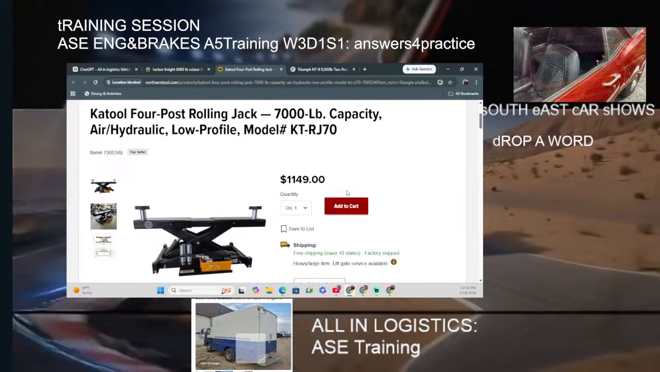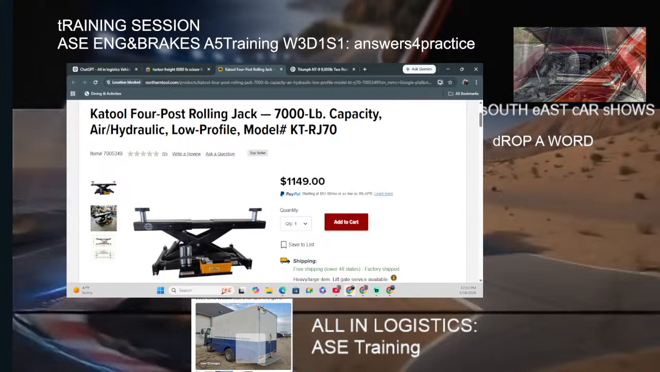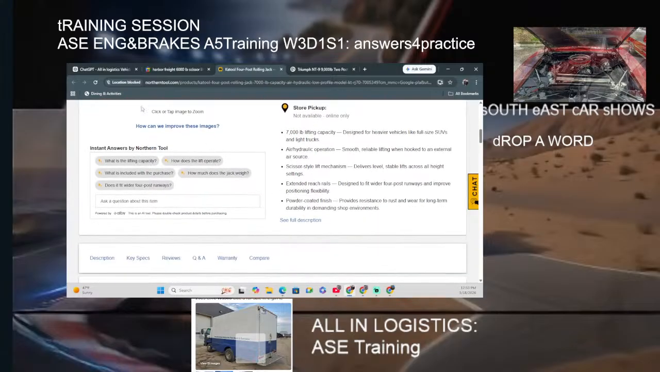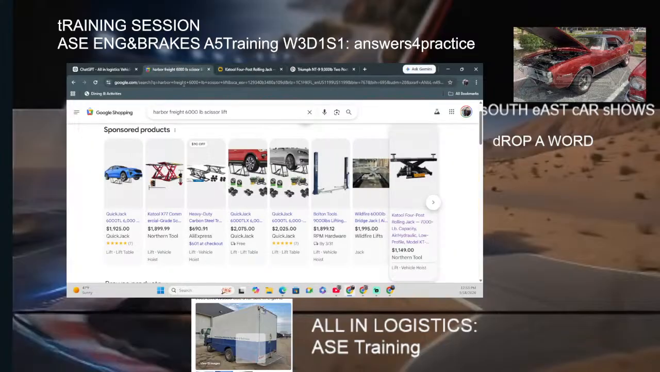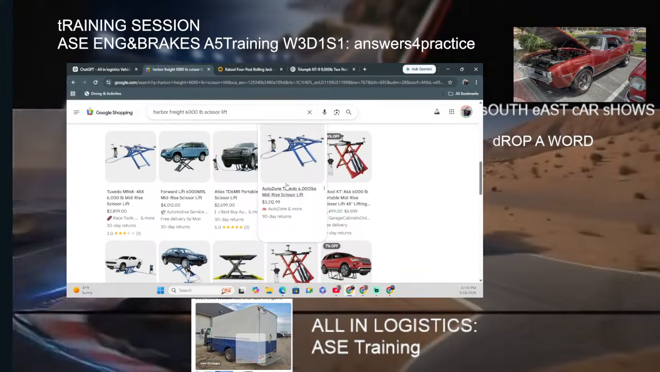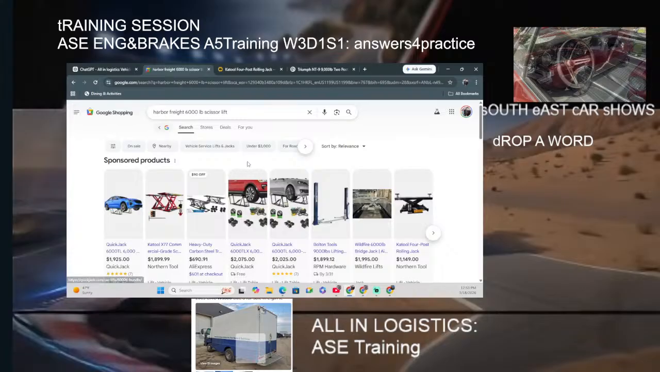Technically speaking, if you have 4 jacks, you can do the same thing if you have 4 stands. All right, 7,000 pounds capacity, air hydraulic, low profile, 1150. Yeah, Northern Tool. I want to find the one he was looking at. So, which one is Harbor Freight?